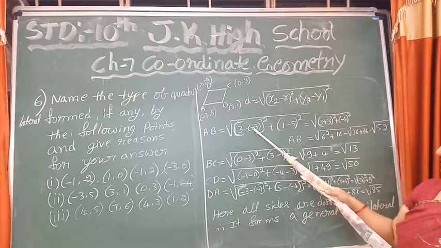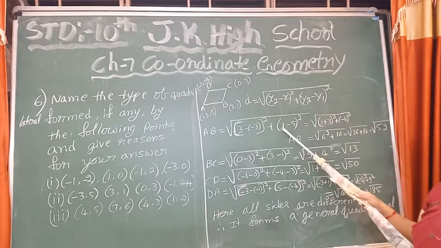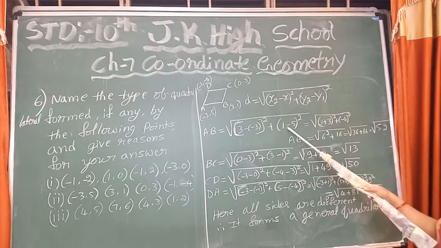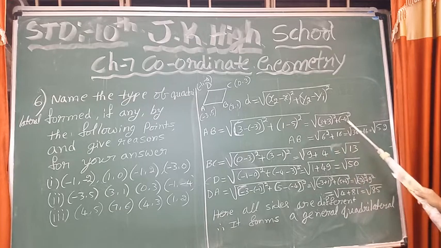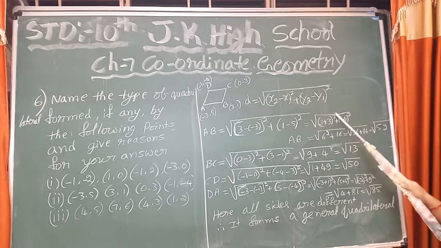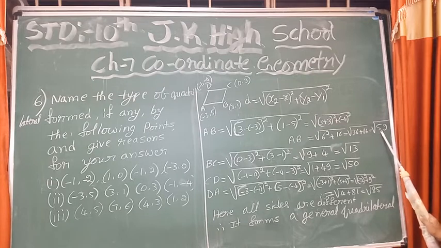3 minus into minus plus, it becomes 3 plus 3, 6 whole square. 1 minus 5 means the bigger number sign 4, I have to subtract and the bigger number sign I have to put, minus 4 whole square. 6 square plus minus 4 whole square, it becomes 16. After adding these two, 36 plus 16, it becomes square root of 52.